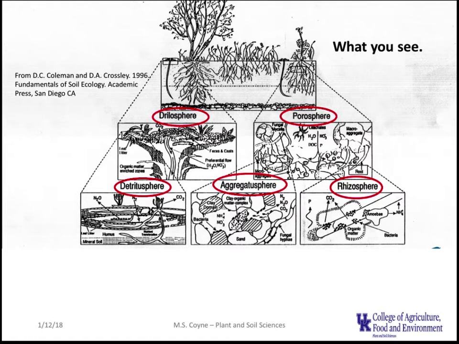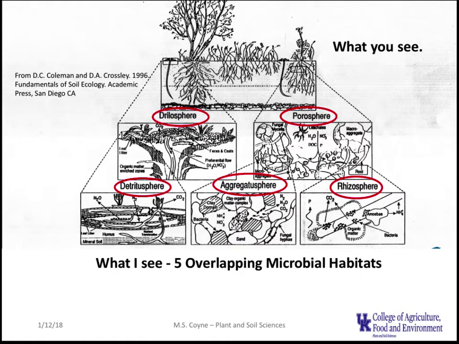Now, what you may see, again, is this funny green stuff on the top of the surface. But what I see are 5 overlapping different types of microbial habitats. The drillosphere is a unique environment around the pore, around the burrow that an earthworm is going to make in a pasture. The detritosphere is that layer of detritus and litter and organic matter that's lying on the surface of the soil. The porosphere is exactly what it is. It's the pore space in the soil environment.